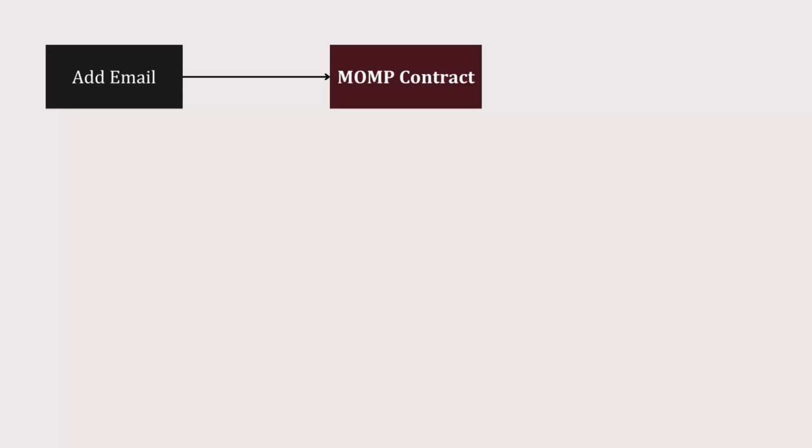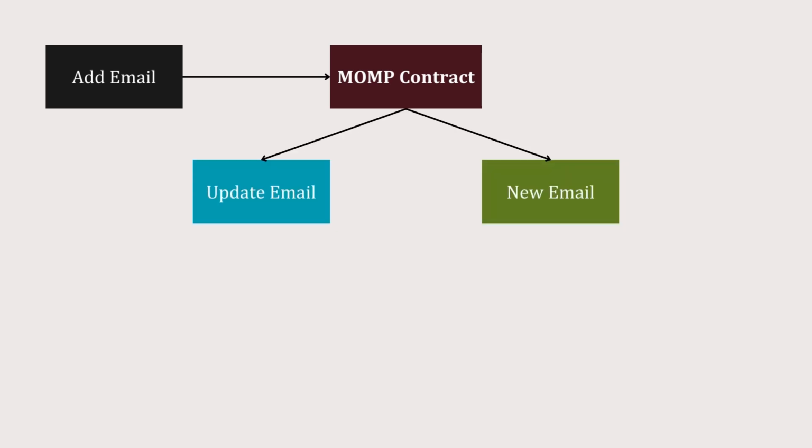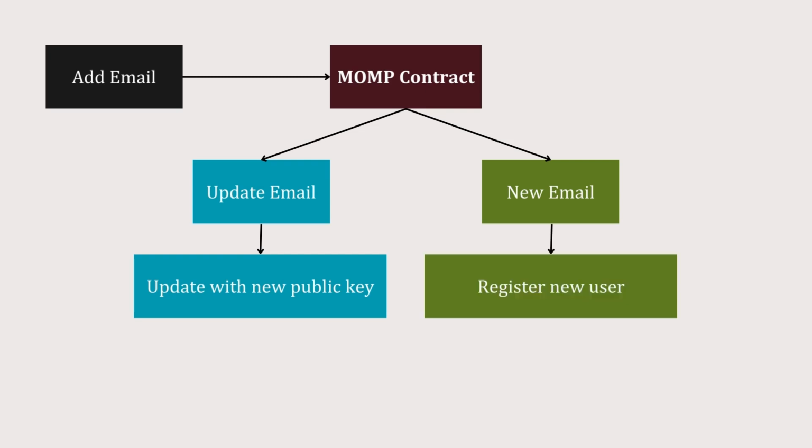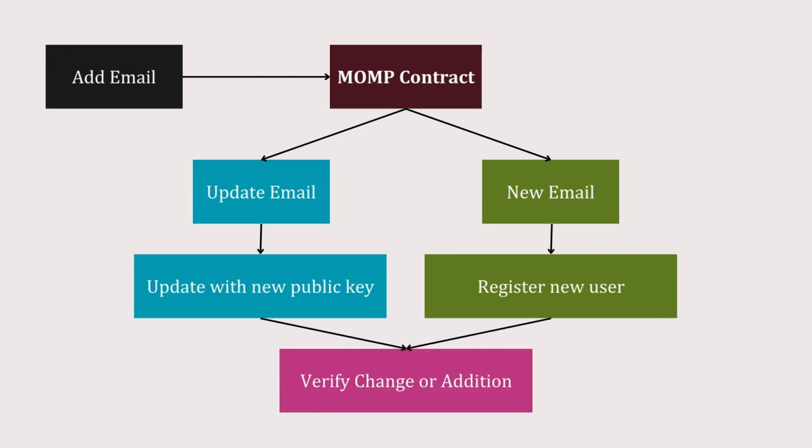Now back to the start. The user calls the add email function either by the smart contract or by the front end. The smart contract then checks whether the user of this email already exists or if it is a new user. In case of an existing user, it will update the record with the newly provided public key. In case of a new user, it will store the new user's credentials. Then it needs to go through the verification steps.